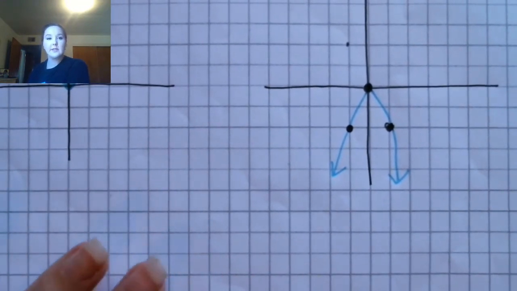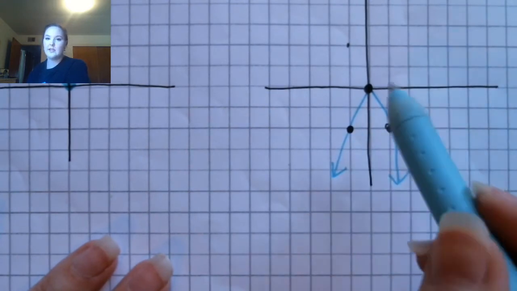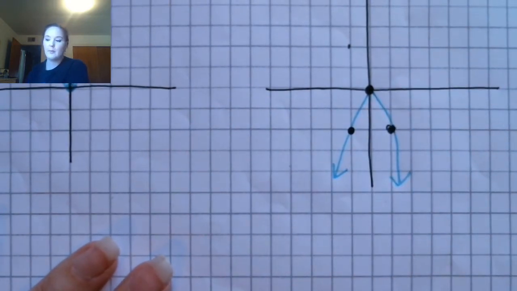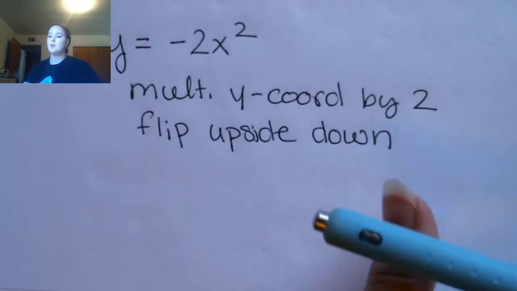Okay, so this is the method. We draw our 3 key points and then we connect it with the parabola shape. Okay. So let's do one last example where we have 2 different transformations.